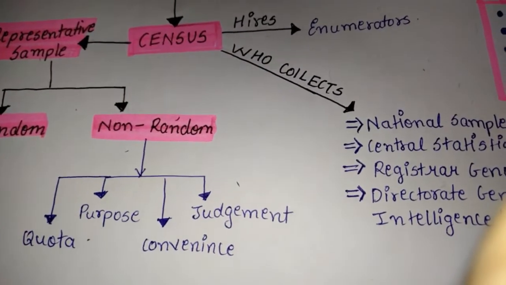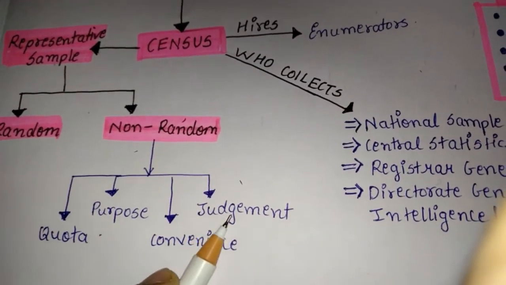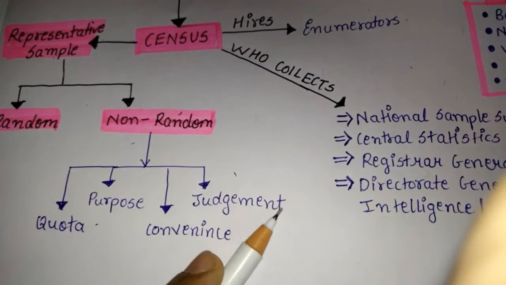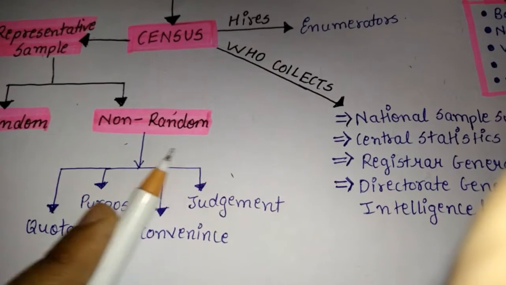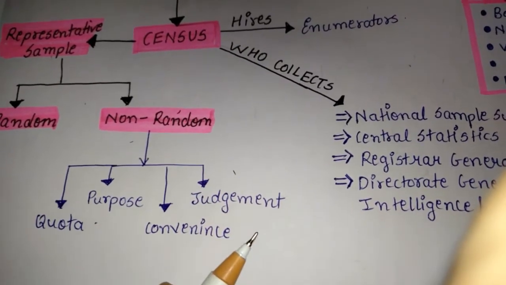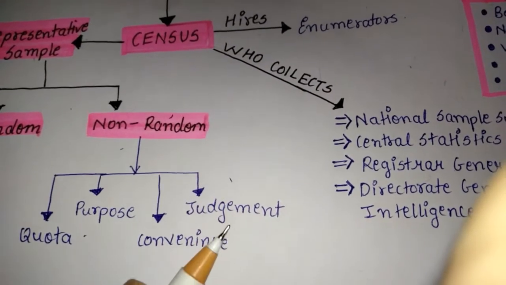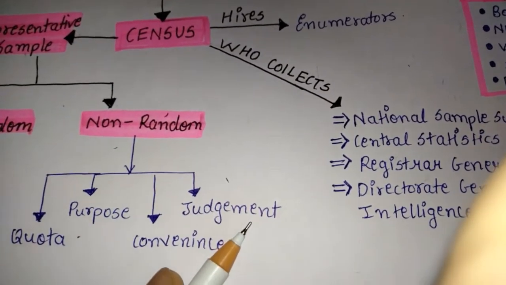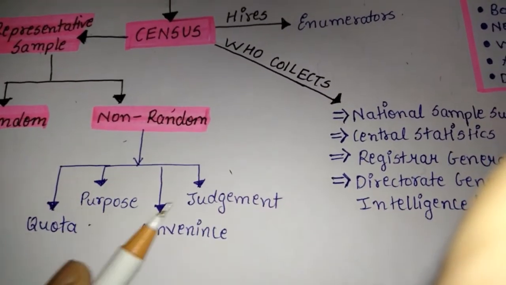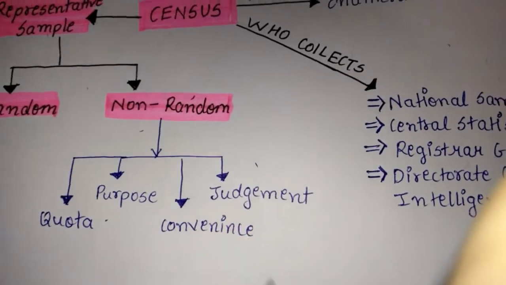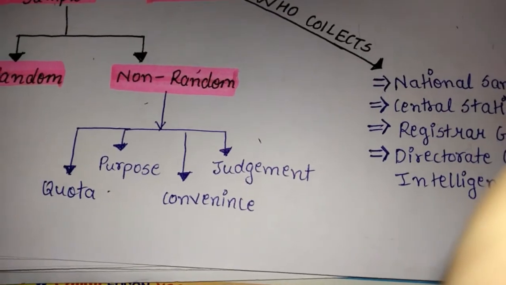And judgment, as in if I have to take the average income of whatever area I live in, I'll just choose the people who I feel are middle class, and who I feel are very poor. So collecting that data and making it in a tabular format, that's how I'll get the average income.